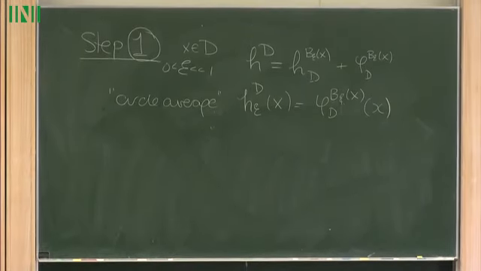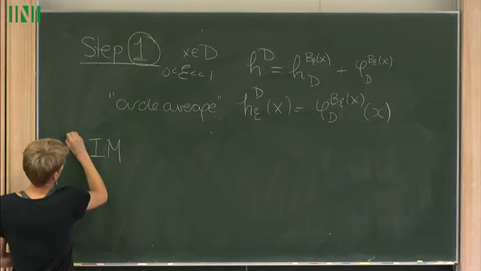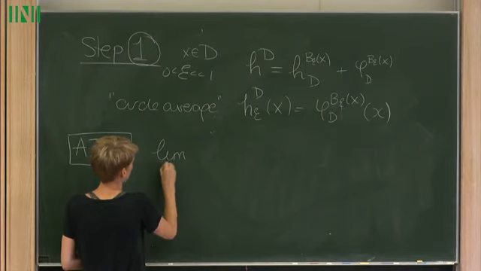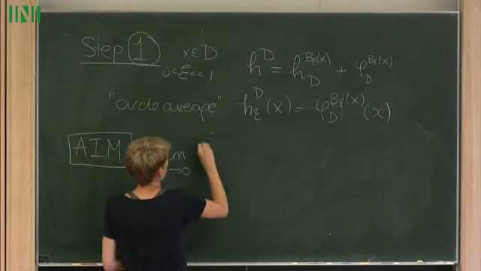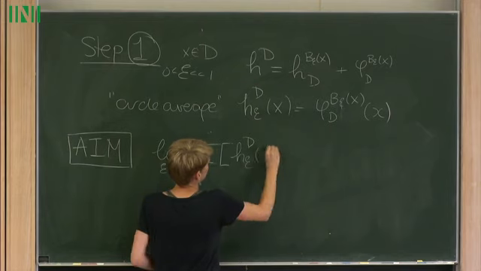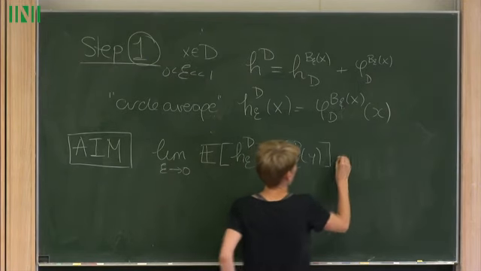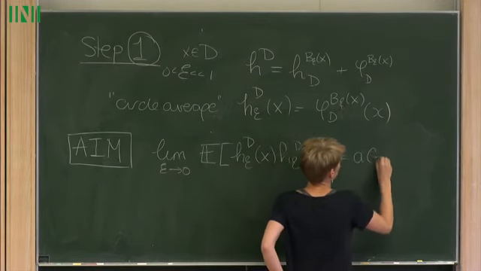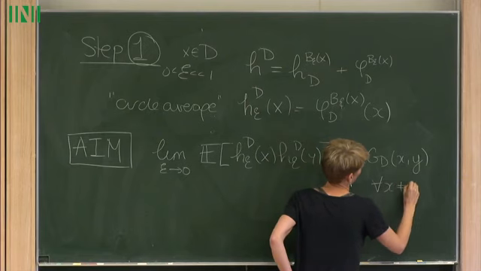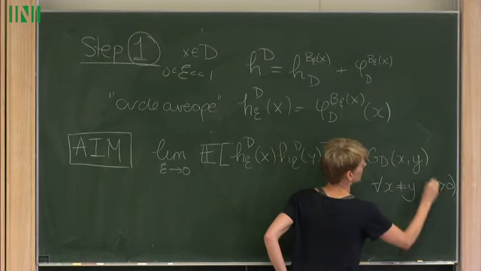And in fact, to show step one, it's enough to prove the following. So this is going to be our aim. We want to prove that the limit as epsilon tends to 0 of the covariance of these circle averages at two distinct points is actually equal to some positive multiple of the Green's function. Okay?